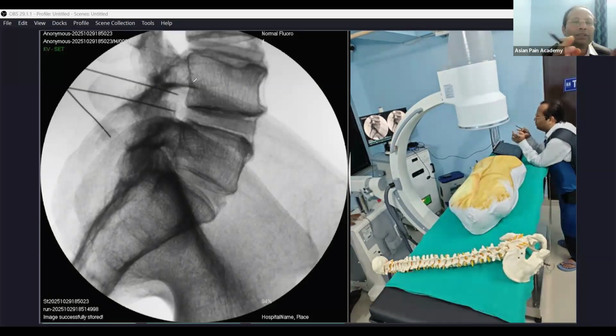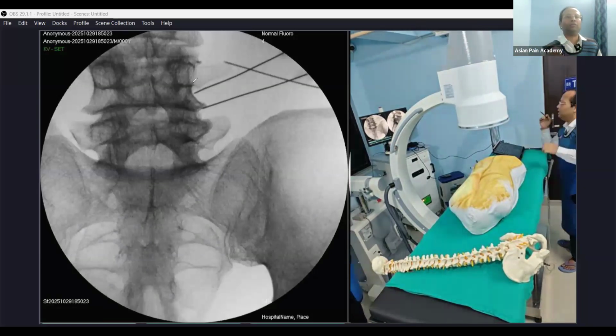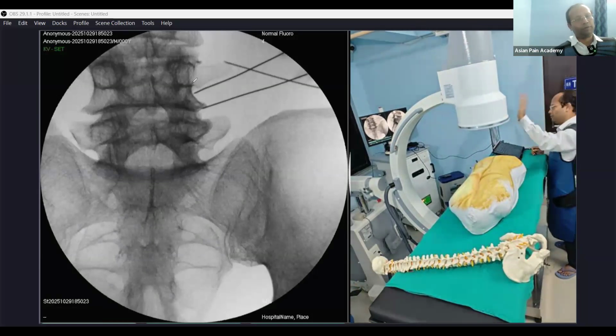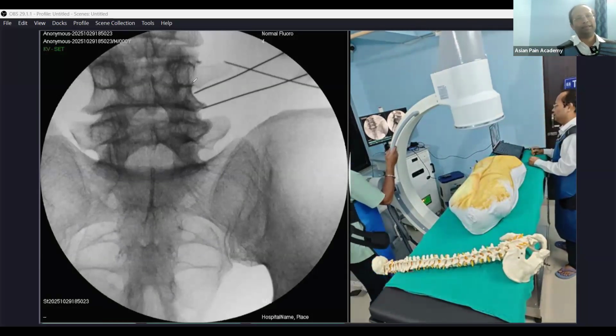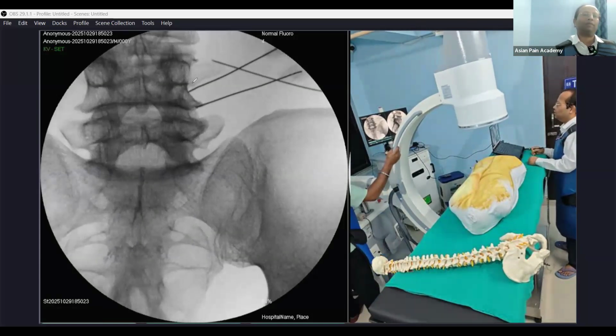But in AP view, what has to be clear is your medial or lateral position. You will know that your needle is medial or lateral to the foramen. So in this view, we can see how much medial or lateral. So we will see in a true AP view. So this is the true AP view in the L4-5 foramen.